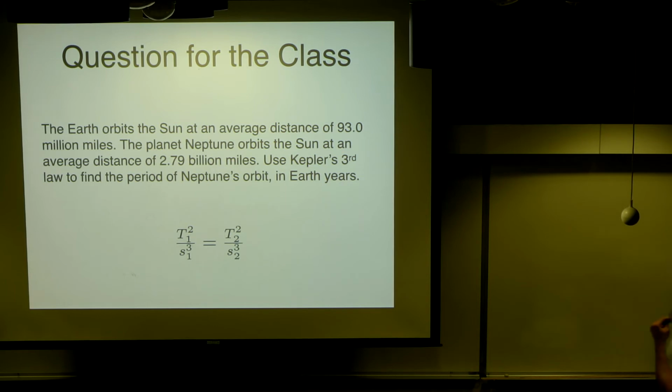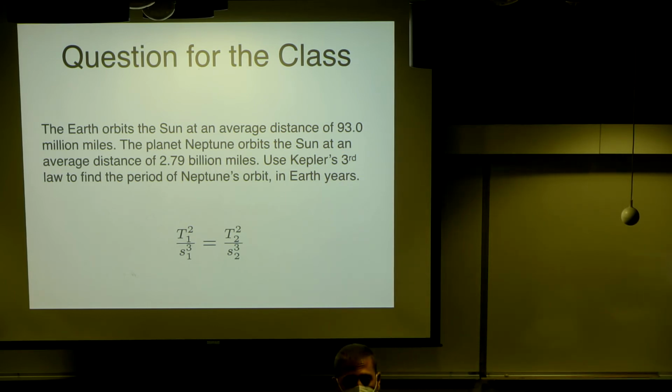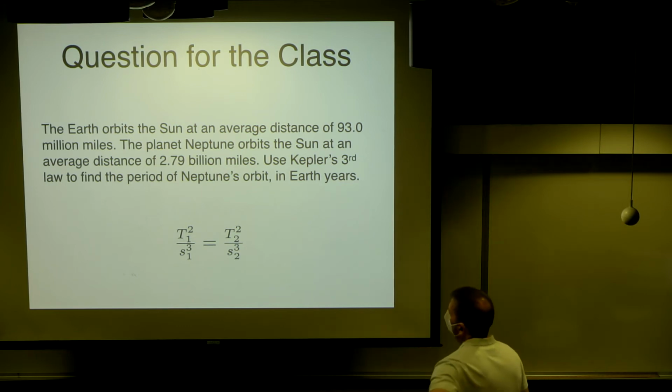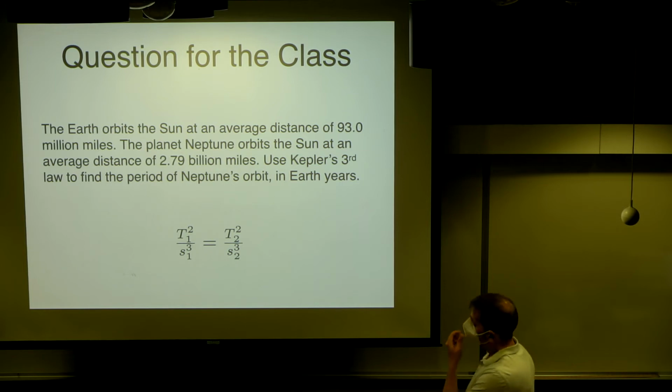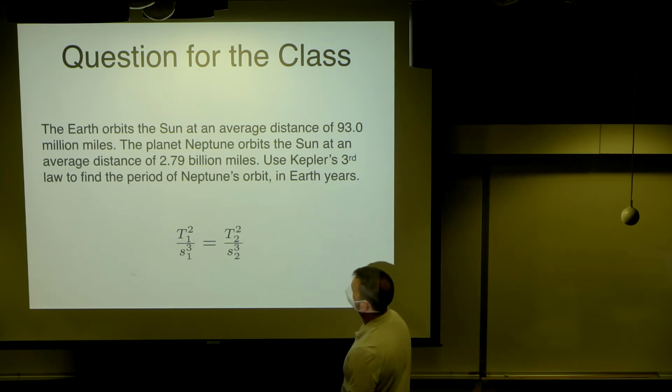This one's for you to work out. We're using Kepler's third law again, which means we're comparing the orbits of two planets in the solar system. The Earth orbits the Sun at an average distance of 93 million miles. The planet Neptune orbits the Sun at an average distance of 2.79 billion miles. Okay? So use Kepler's third law to find the period of Neptune's orbit.